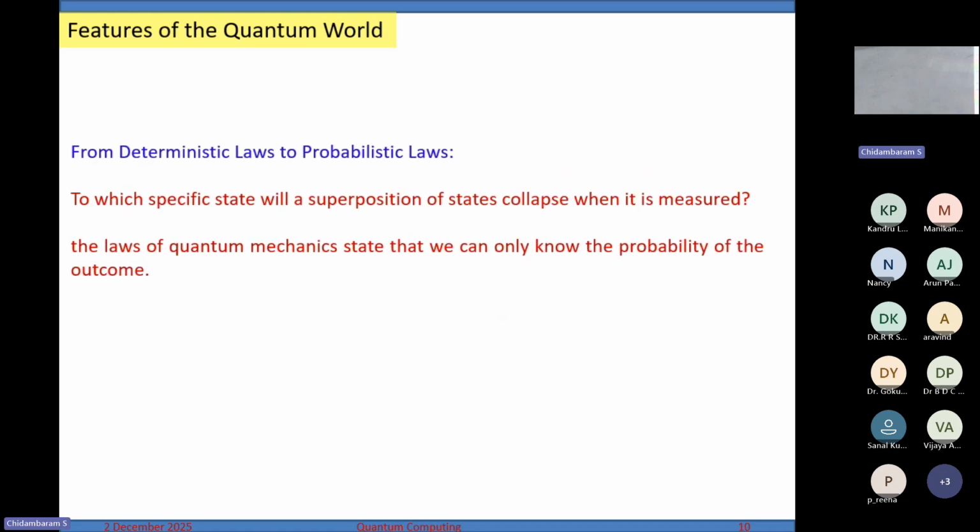And then deterministic laws, we are moving to the probabilistic laws, right? To which specific state? We said, if you don't measure it, if you don't observe it, the quantum state would be in a superposition of multiple states, a linear combination of multiple states. But what is the probability here? The probability comes the moment when you measure it. To which state it would get collapsed is the probabilistic nature. It is not deterministic nature, right?